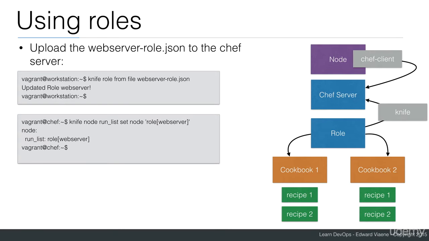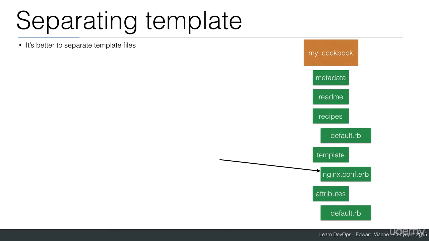We just need to change the run list of our node to the role web server to make sure that our node will pick up the new role. Our node is on the right in purple and runs a Chef client every 30 minutes. It will therefore take a maximum of 30 minutes before our client gets updated. Again, if you want to force update, run Chef client manually on the node.